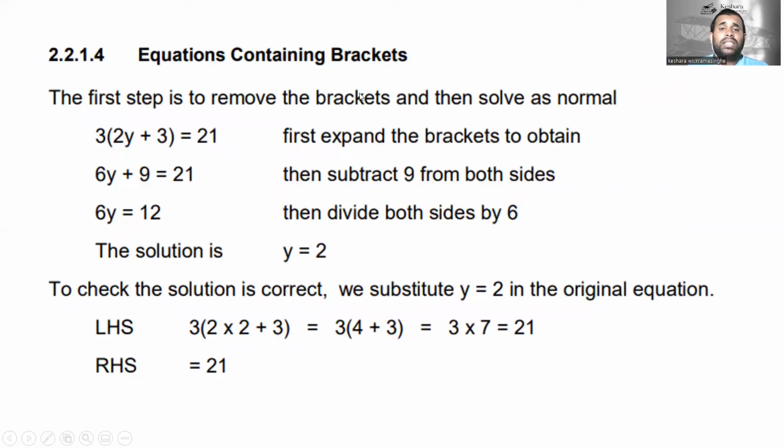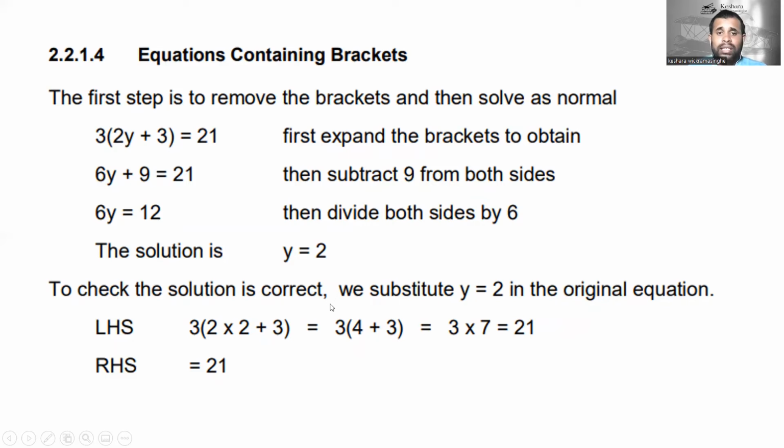So now let's go to the equations containing brackets. The first step is to remove the brackets and then solve as normal. For example, 3 times the bracket 2y plus 3 equals 21. So first expand the brackets to obtain 3 into 2, 6y, plus 3 into 3, 9, equals 21. Then subtract 9 from both sides. So then 6y equals 12. Then divide both sides by 6. The solution is y equals 2.